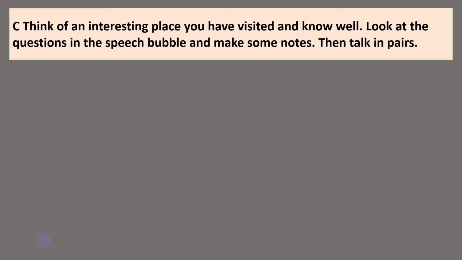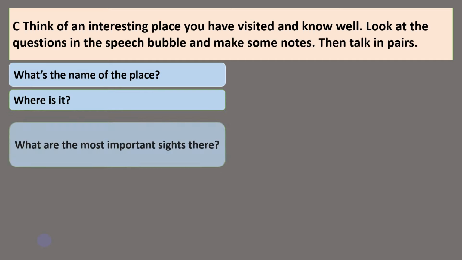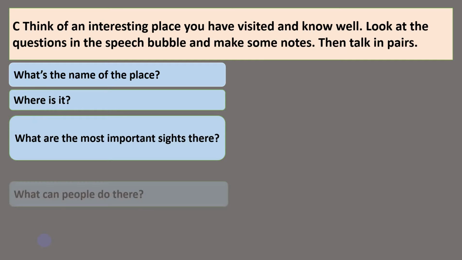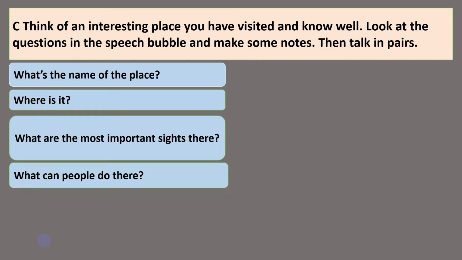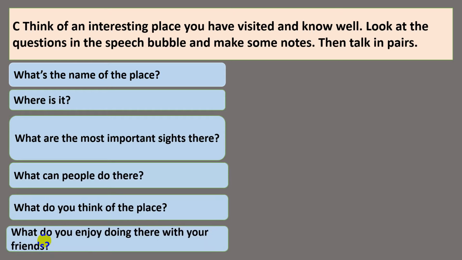Now let's move on to exercise C. Think of an interesting place you have visited and know well. Look at the questions in the speech bubble and make some notes. Have a look at these questions. What's the name of the place? Where is it? What are the most important sites there? What can people do there? What do you think of the place? What do you enjoy doing there with your friends?